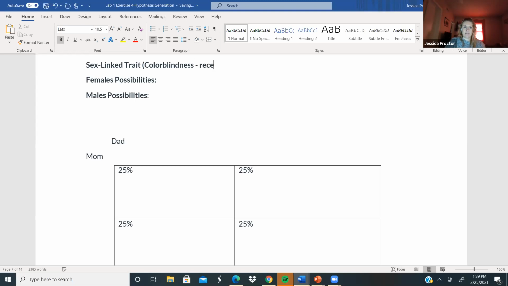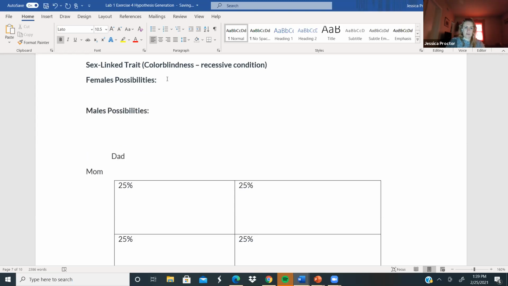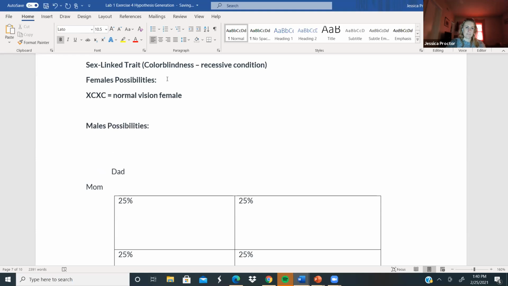And it's a recessive condition. So for females, they're still going to have three possibilities. Remember, females have two X chromosomes. So if there is a dominant uppercase C on both of her X chromosomes, this is a normal vision female. The second possibility is she has a dominant C on her first X and a recessive c on the second. If it looks like that, then this is a normal vision female.